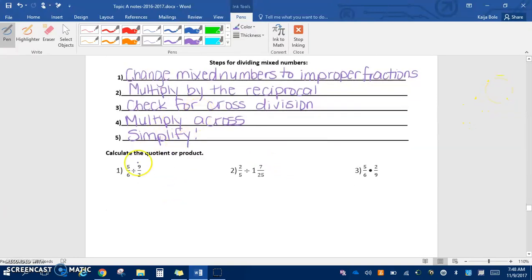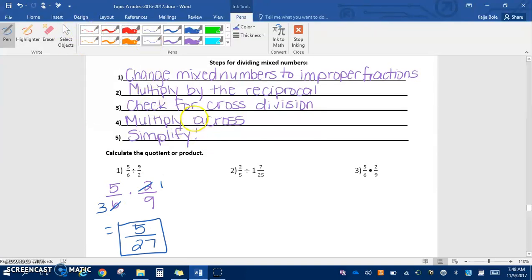Number 1 is 5/6 divided by 9/2. No mixed numbers here, so this is kind of a warm-up. So we have 5/6 times 2/9. If we cross divide, we can divide both the 2 and the 6 by 2. So we get 1 and we get 3. So our final answer here would be 5/27.